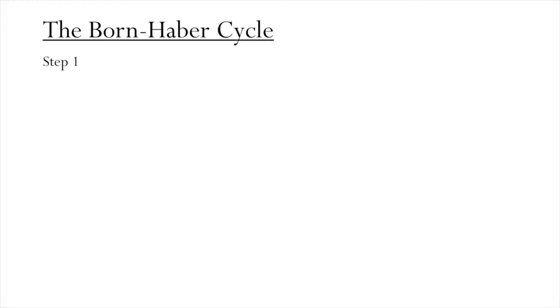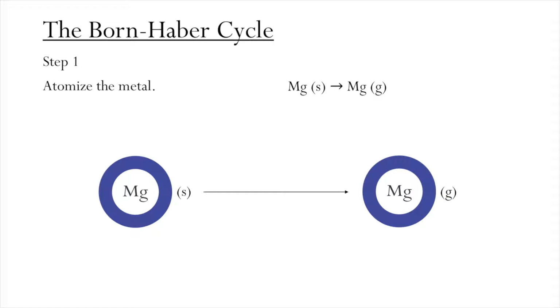Starting with step 1, we will atomize the metal. This involves taking magnesium in its standard state, magnesium solid, and transforming it into magnesium gas. The change in enthalpy, delta H1, is equivalent to the heat of formation for 1 mole of magnesium gas.